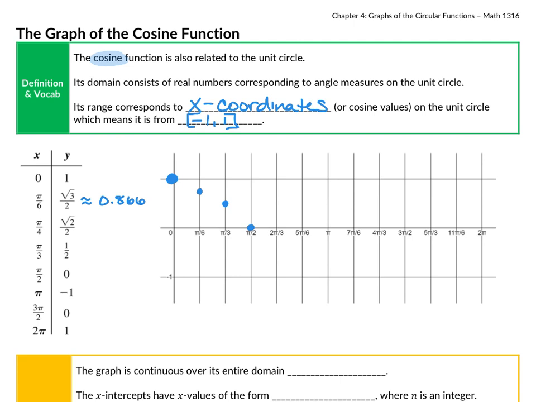And then I'm going to start jumping around. So at pi, we go to -1. At 3 pi over 2, we go to 0. And at 2 pi, we go back up to 1. So playing connect the dots here, my graph looks something like this.